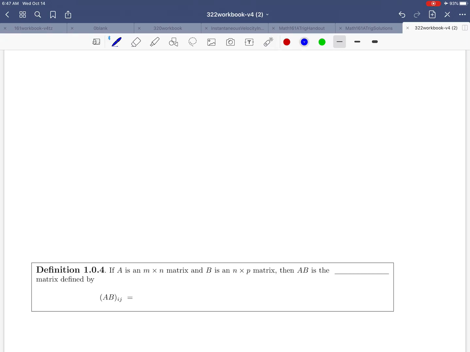Hello everybody and welcome back. So we are still looking at page 4 in the workbook here. And what we're about to do here is to give a general description of matrix multiplication. Okay, this is going to lead us to a definition.